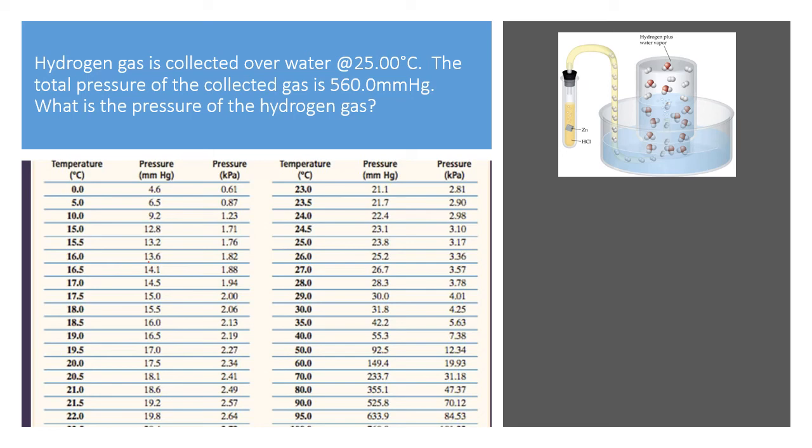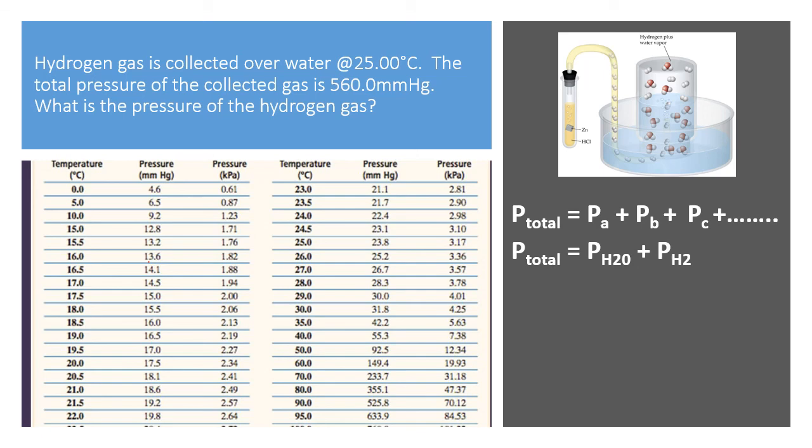And you would be given this table right here, and this is where we would look up the pressure of our water vapor. Now our total pressure is measured in millimeters of mercury, so we're going to use the millimeters of mercury pressure line. And we're going to use Dalton's law of total pressure, which says that the total pressure is the pressure of all the gases in that collection vessel, which is water vapor and hydrogen gas.